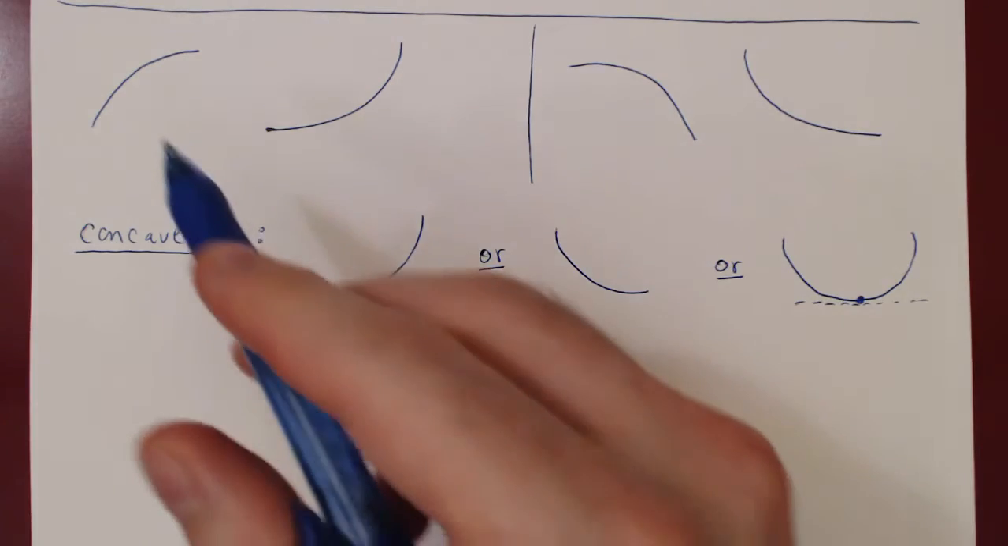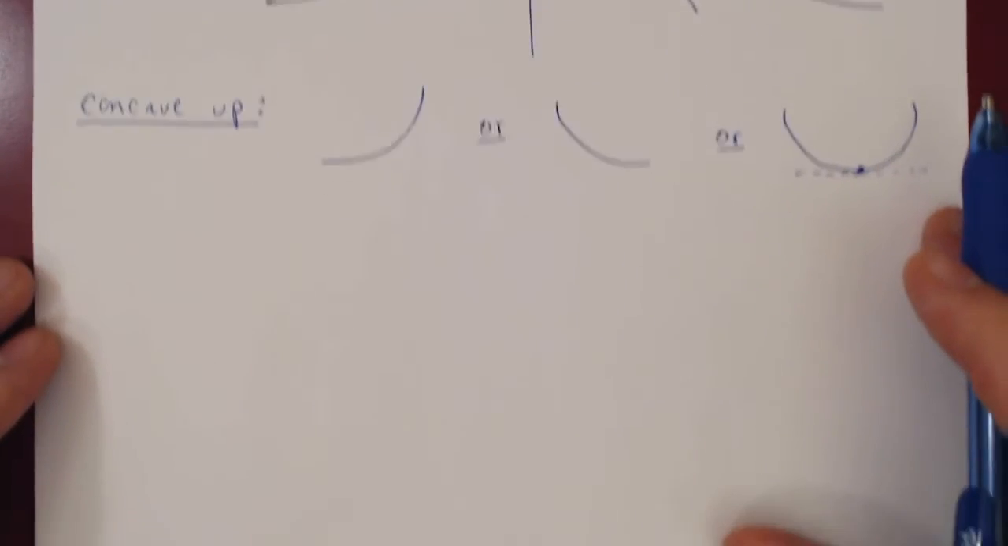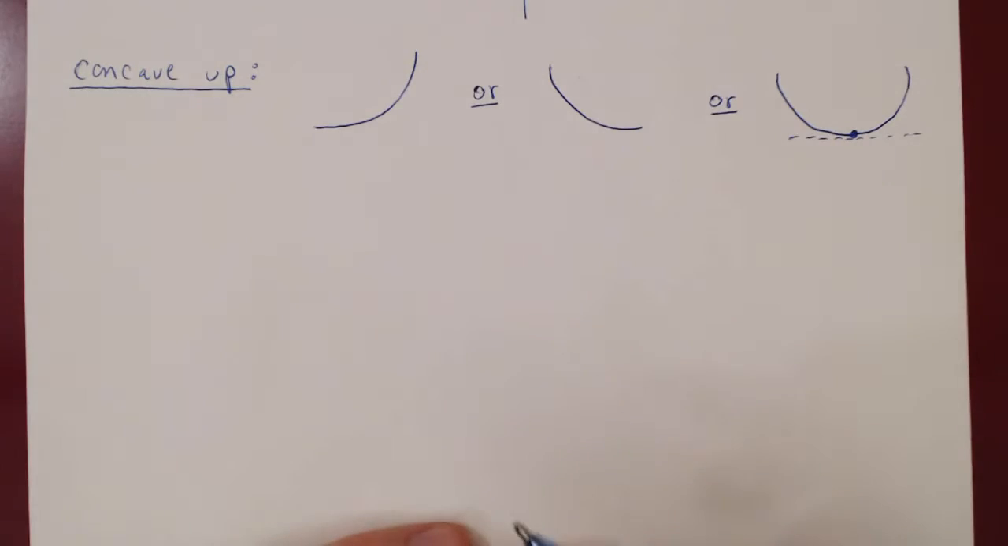But the curve, as we saw, could also be concave down. And that's the opposite of concave up.